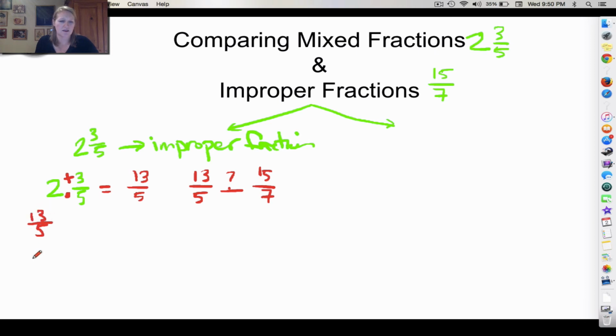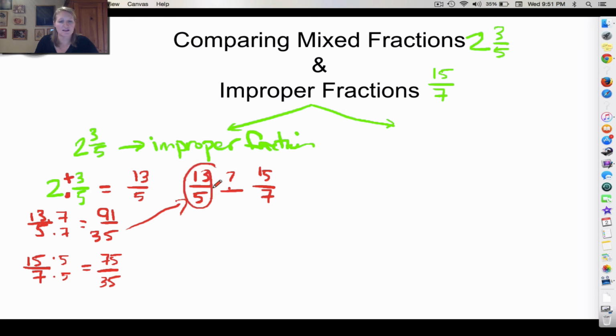13. It may be easier to just multiply this by 7, multiply this by 7, multiply this by 5, multiply this by 5, and then you get 91 over 35. I did this math earlier. You may have to do it on the side. And you would get 75 over 35. And so then you compare these two, and clearly 91 over 35, which is really 13/5, is larger. And so that's why you know that there's that greater sign there. Okay, so that was the first way, turning the mixed fraction into an improper fraction.